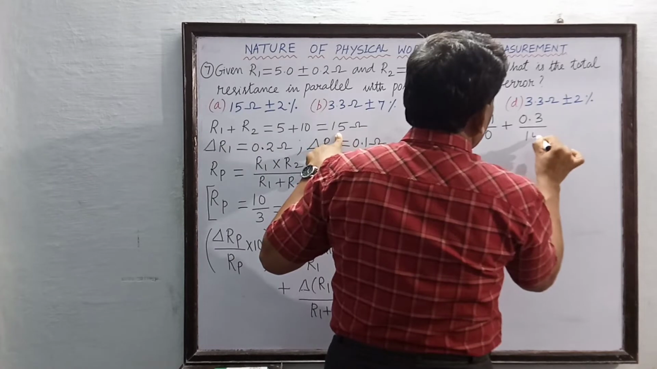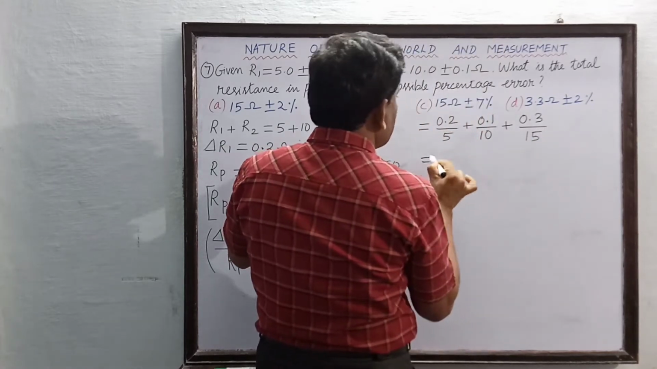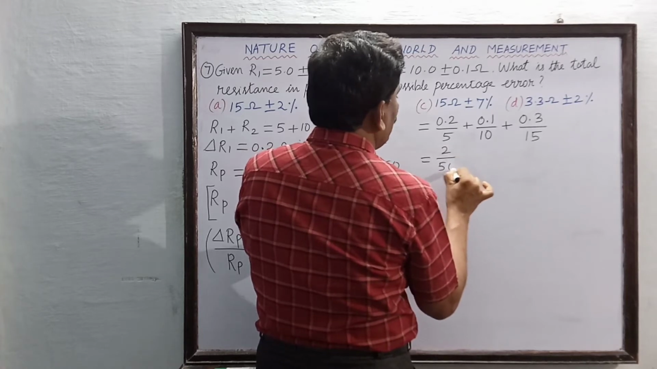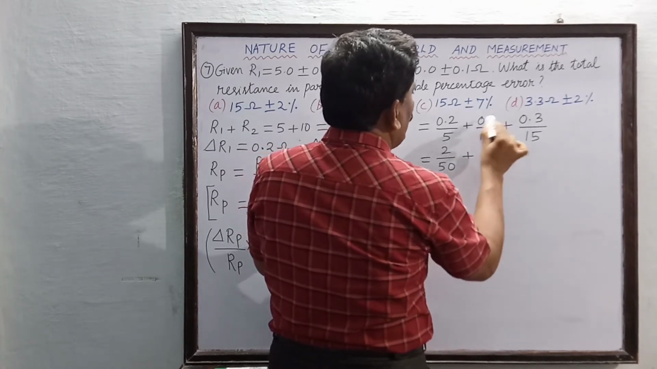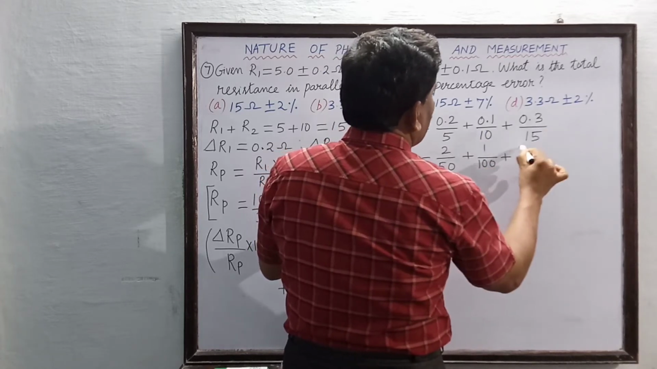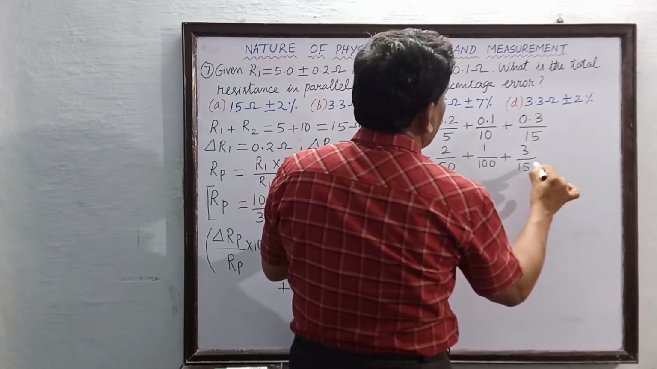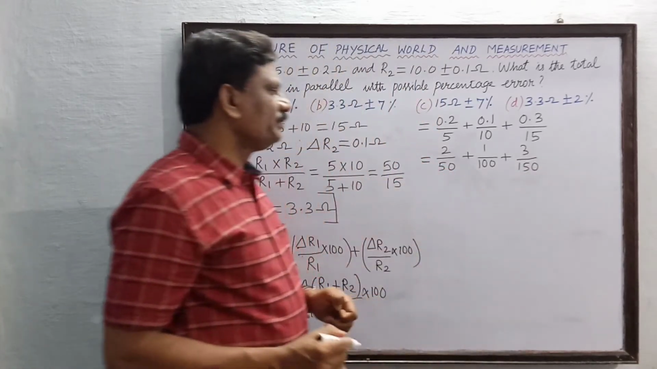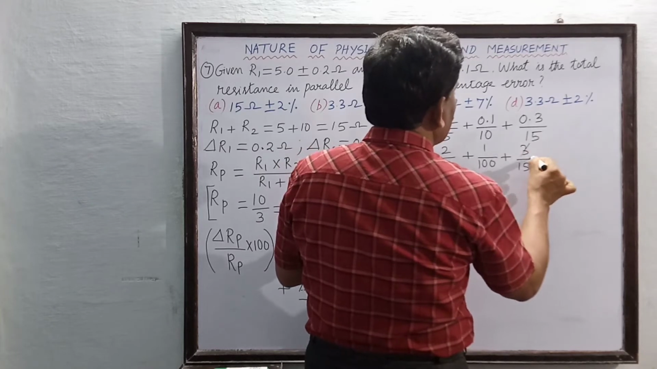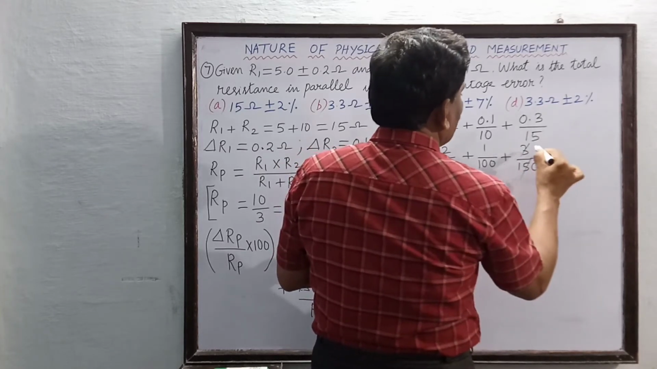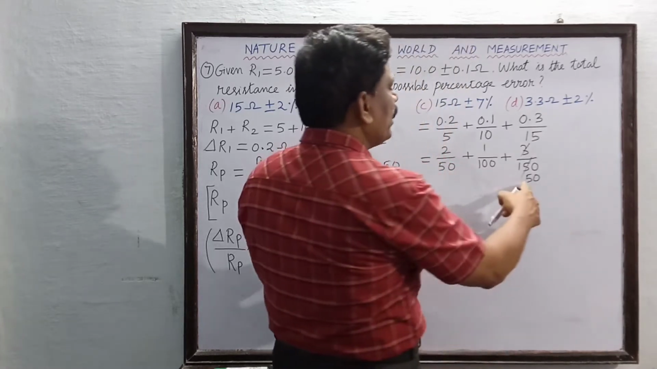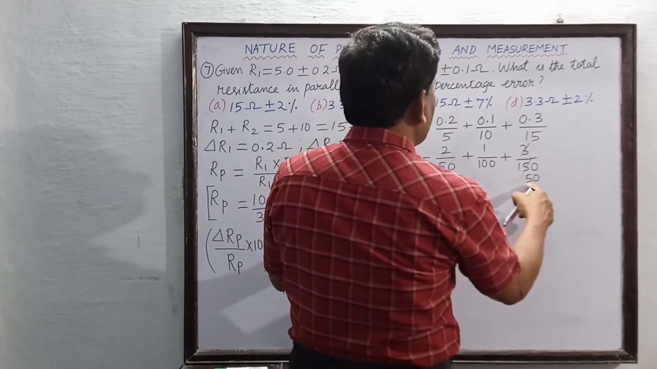So this is equal to 15 and this is equal to what? This is 2 divided by 50, plus 1 divided by 100, plus 3 divided by 150. So now I can divide this 3 by 150. This is divisible by 3. So this is 1 by 50, is it not? This can be written as 1 by 50.